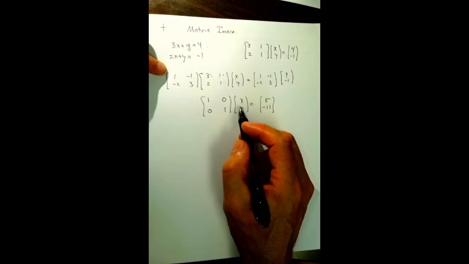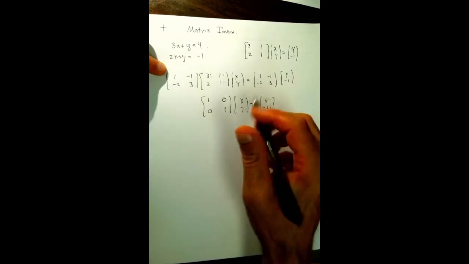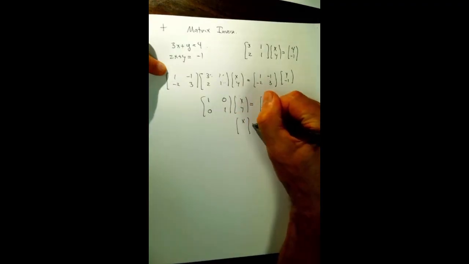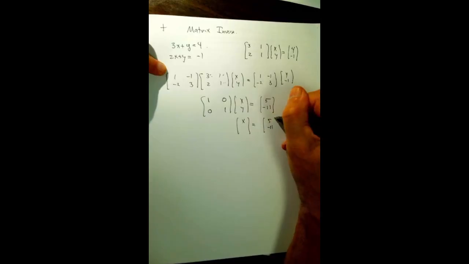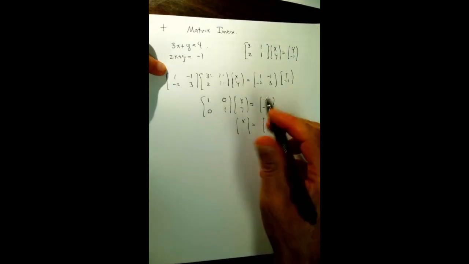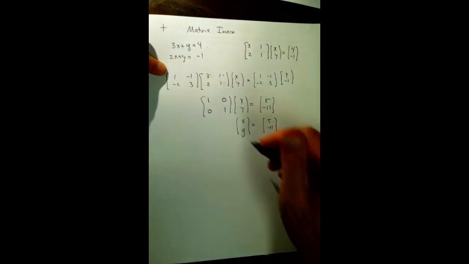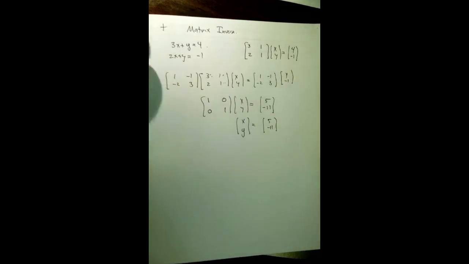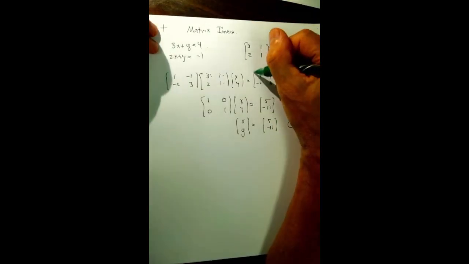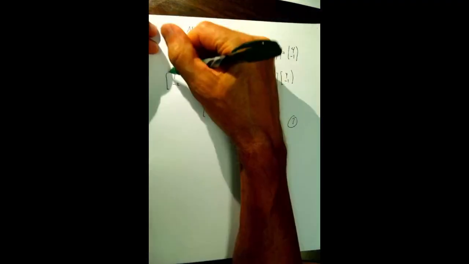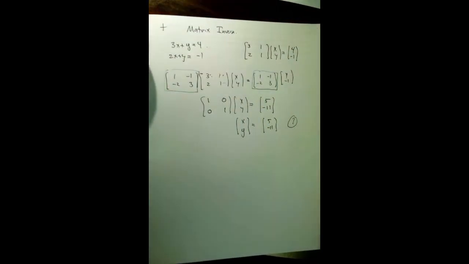Now notice if I multiply this, I have 1 times x plus 0 times y. That's just x. And I have 0 times x plus 1 times y is y. There's y. So I immediately get that the value of x is 5 and the value of y is minus 11. So your thoughts on multiplying by this matrix were pretty good. That was a good choice.